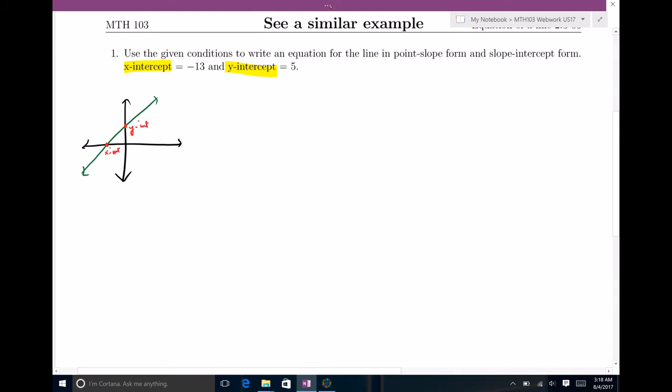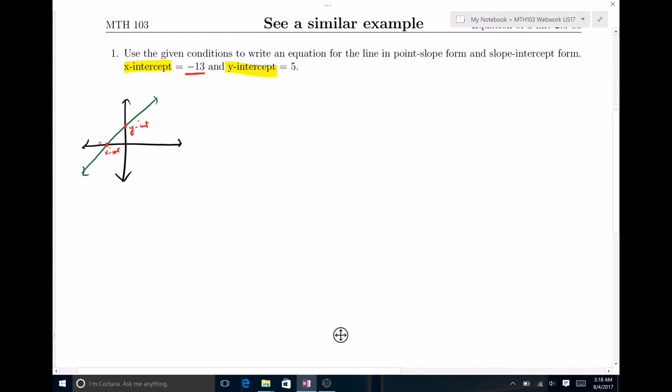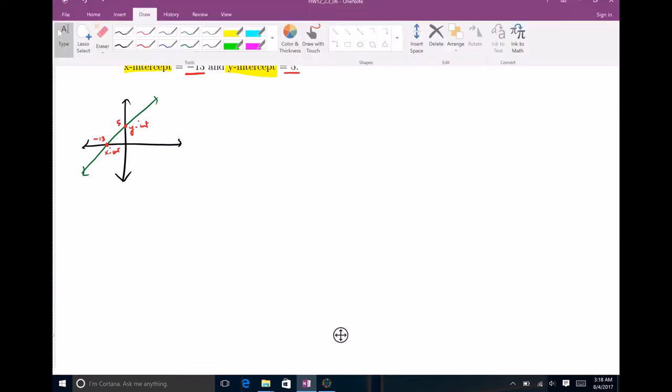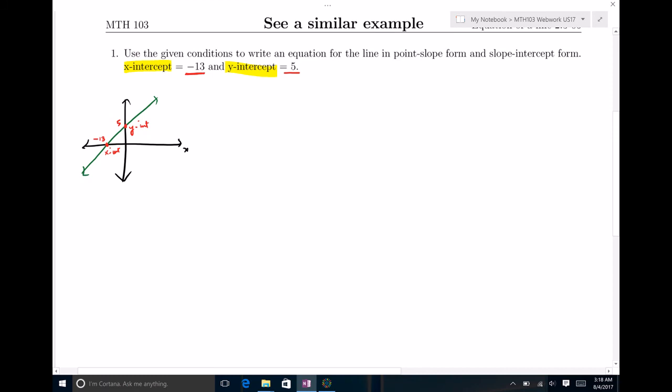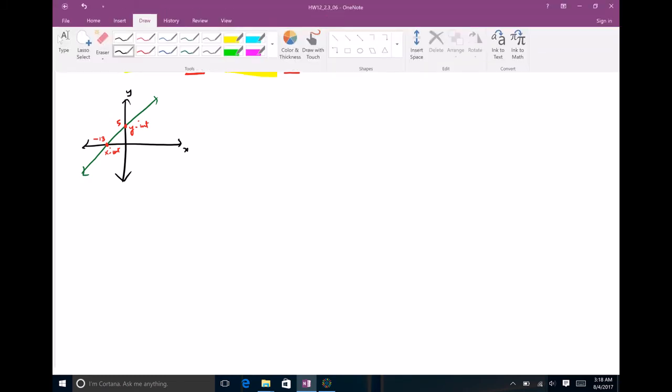In this case, the only thing that you know about the line is that the x-intercept is -13. This picture is obviously not to scale. Let's say this point here is -13. And you know that the y-intercept is 5, so let's say this point here is 5. Let me also label, this is the x-axis and this is the y-axis. So this is what your line looks like.